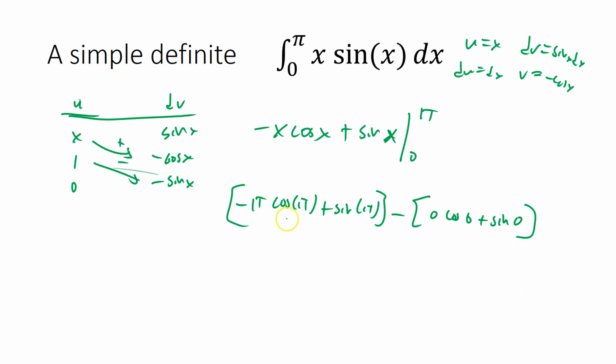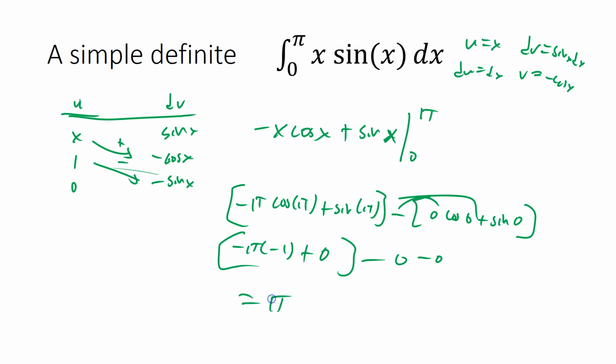So let's see, we have negative pi cosine pi. Cosine of pi is negative 1. So this is negative pi times negative 1. Sine of pi is 0. Minus this is 0, and this is also 0. So we have minus 0, right, because the negative distributes. So negative pi times negative 1 is just pi. Cool. So the table method makes your life a little easier.